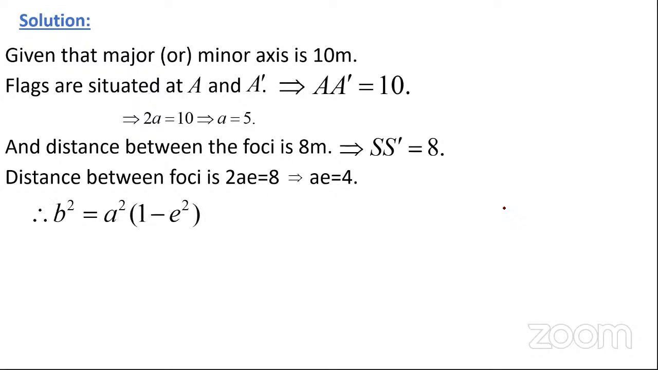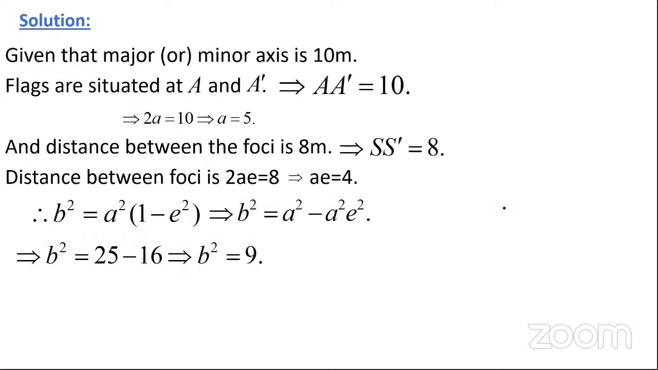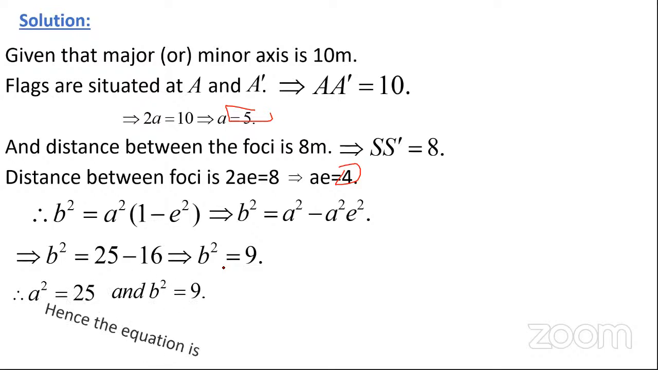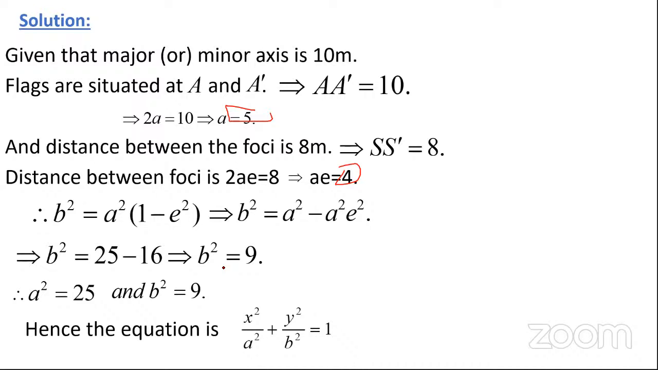We have the relation between a, b and eccentricity, that is b square equal to a square of (1 minus e square). Multiplying, that is a square minus a square e square. Substitute the values of a and ae: 25 minus 16. So a square is 25 and a square e square is 16, then you will get b square equal to 9. Hence the required equation is x square by a square plus y square by b square equal to 1.